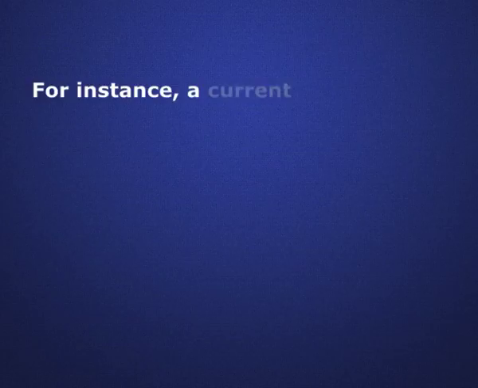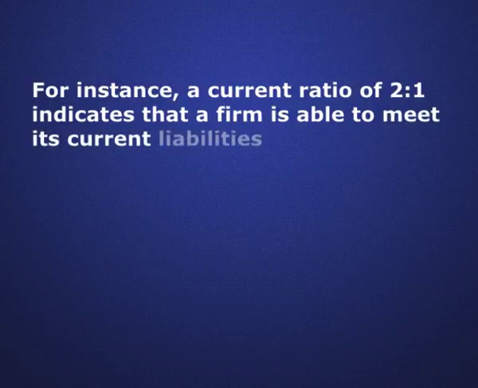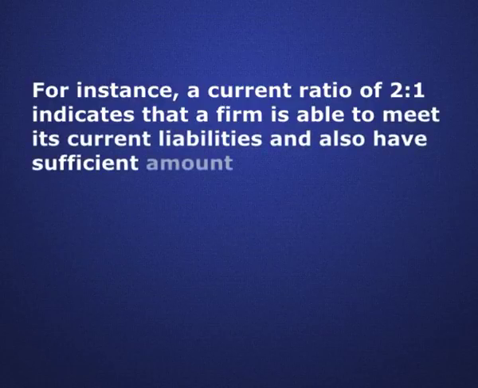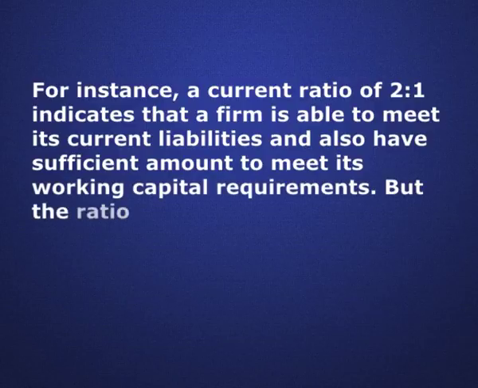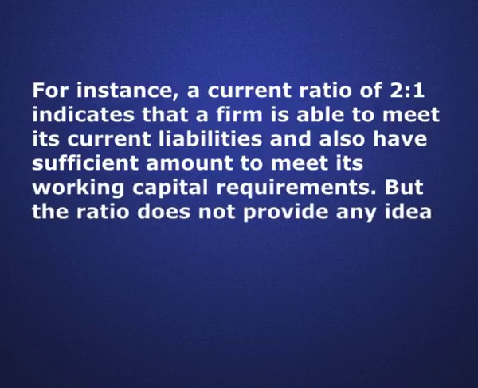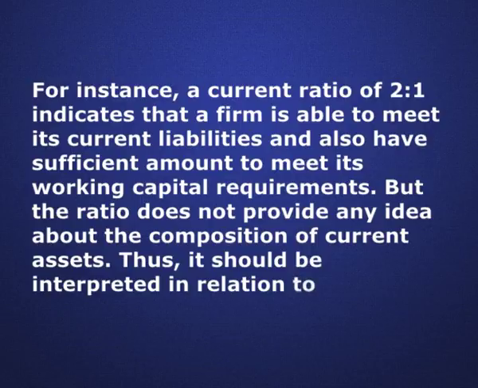For instance, a current ratio of 2:1 indicates that a firm is able to meet its current liabilities and also have a sufficient amount to meet its working capital requirements. But the ratio does not provide any idea about the composition of current assets. Thus, it should be interpreted in relation to other ratios.